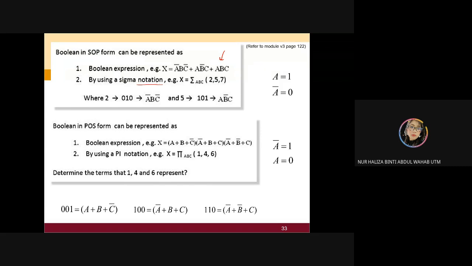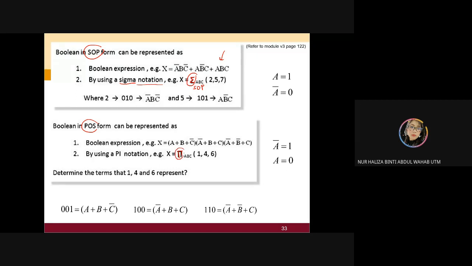Please make sure for SOP, it is only sigma. And this is the symbol of sigma. When you see sigma, you need to know this is SOP. While for POS, we're going to use pi.